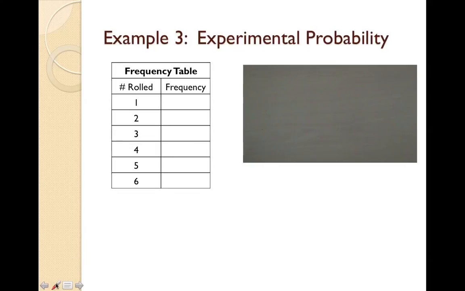Okay, so we're going to start with just 3 rolls. Okay, we're going to look at the first 3 rolls in this experiment. We're going to record what our results are and take a look at what kind of probability we would be talking about.